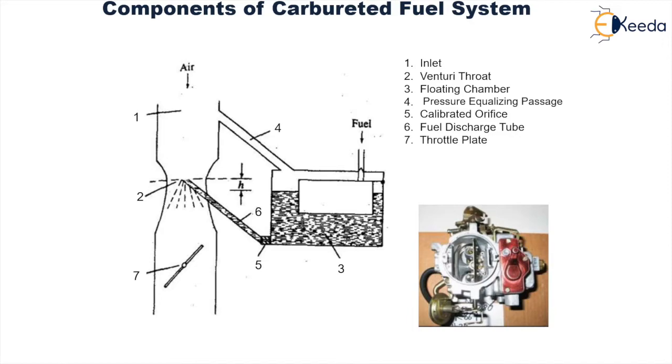Seven is the throttle plate. This is the component which determines the amount of air that will be drawn through the carburetor during the suction stroke or in the cycle. The amount of air determines how much the pressure drop at the venturi will be, and the pressure drop at the venturi determines what amount of fuel will be drawn from the floating chamber and hence mixed with air to form the charge. So this is the principle and the basic operation of a carburetor. Now let us go further.